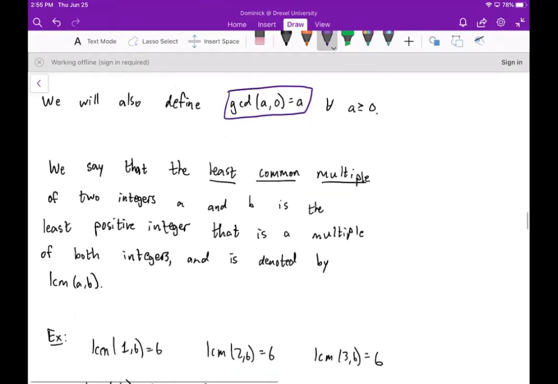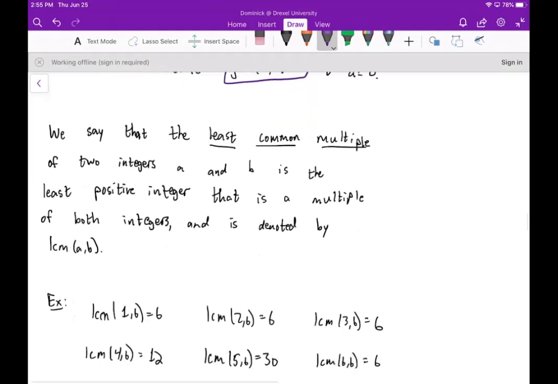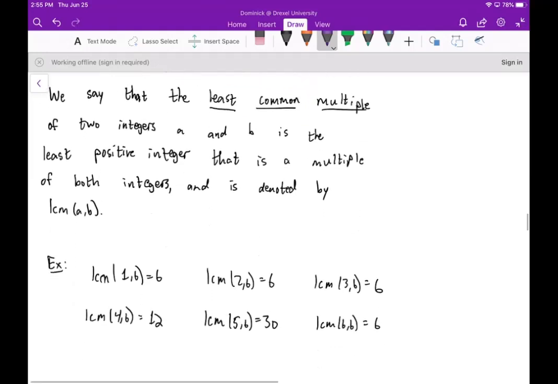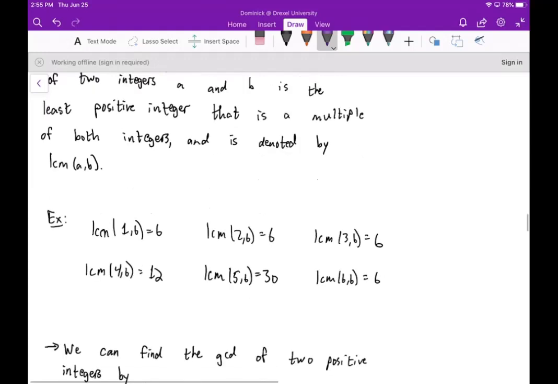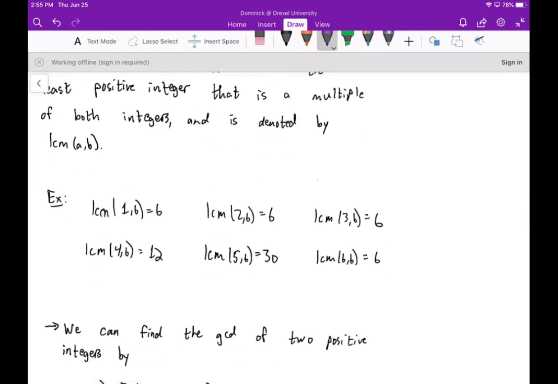Okay, now the least common multiple of two integers a and b is the least, or the smallest, positive integer that is a multiple of both integers. And we denote that by LCM(a, b).